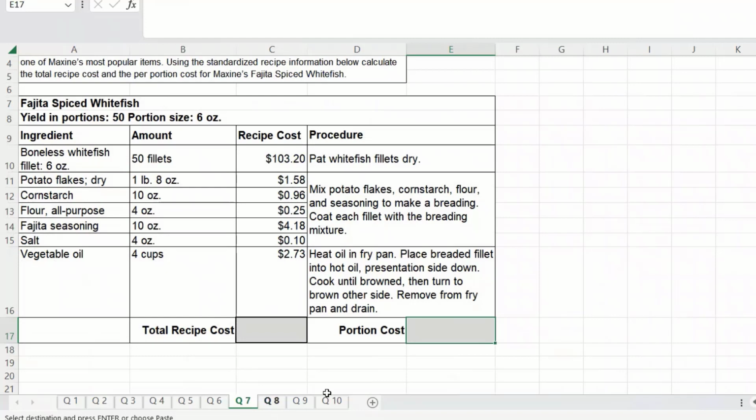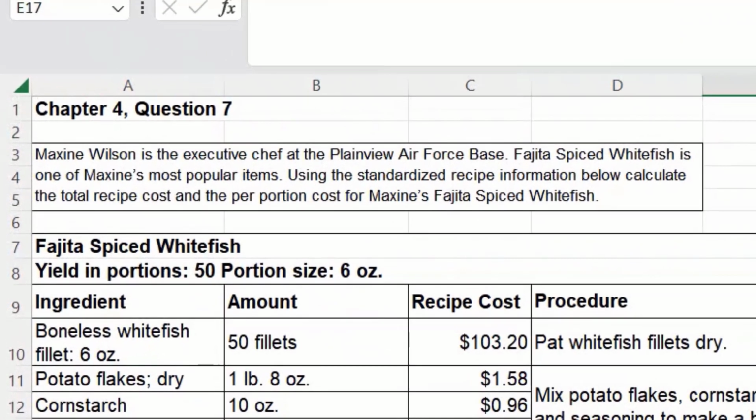All right, question number 7. Maxine Wilson is an executive chef at the Plainview Air Force Base. Fajita Spice Whitefish is one of Maxine's most popular items. Using the standardized recipe information below, calculate the total recipe cost and the per portion cost of Maxine's Fajita Spice Whitefish.